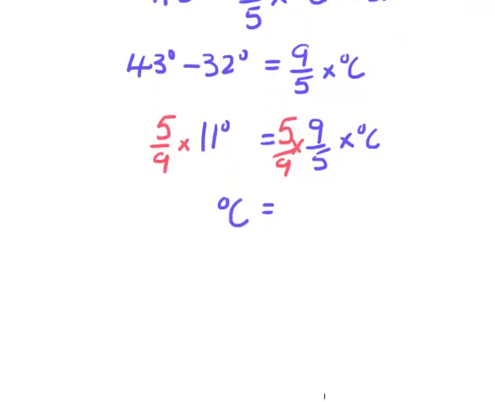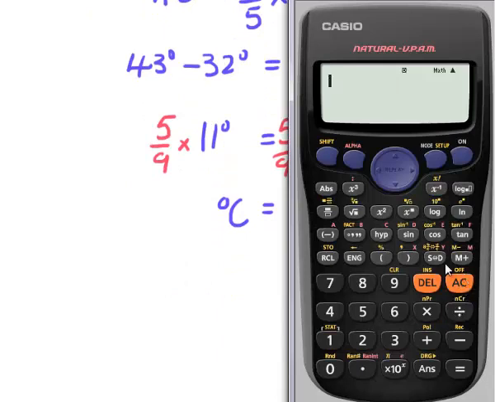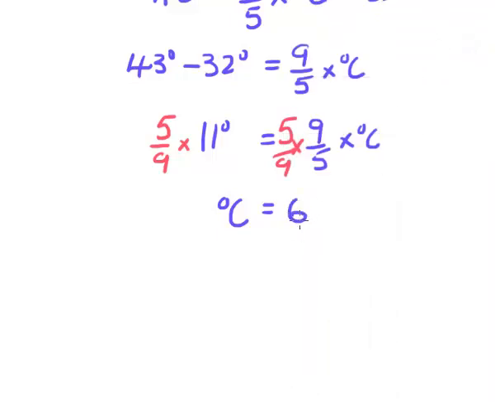let's do that on our calculator. It's going to be 5/9, and we've got to multiply that by 11. That gives us 6.1 recurring, so 6.111 degrees Celsius, and they want that correct to 1 decimal place, so it's going to be 6.1 degrees Celsius.